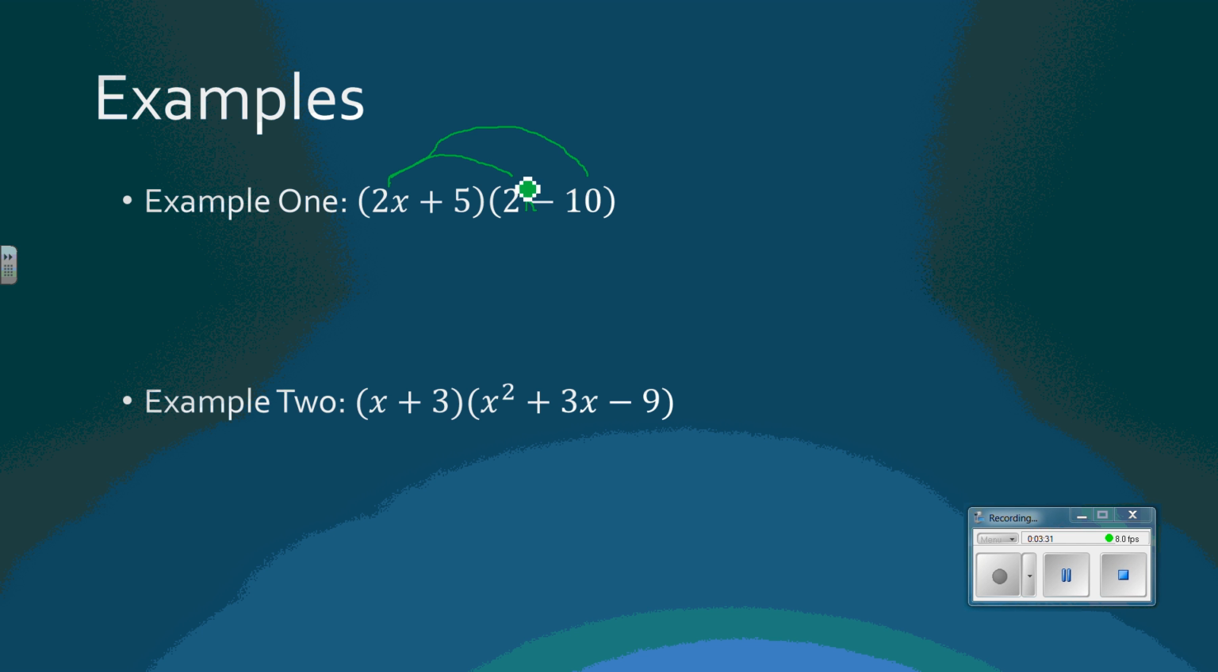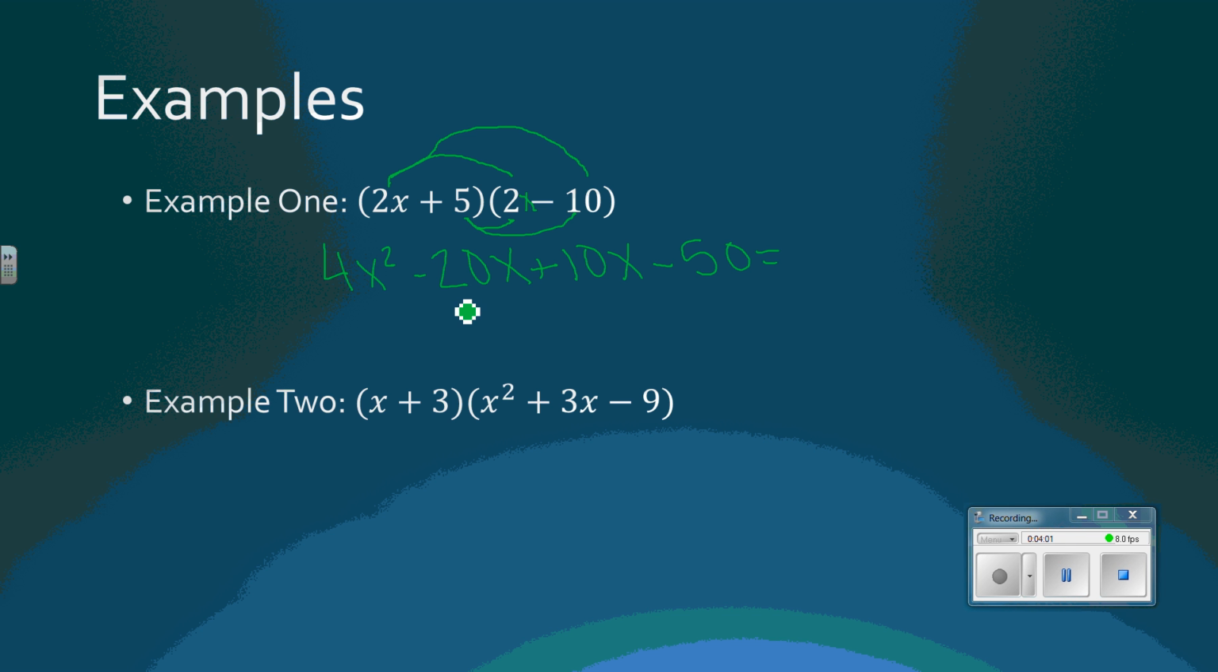So 2x times 2x is 4. Multiply the numbers. 4. X times x is x squared. 2x times negative 10 is negative 20x, because that x doesn't have anything to multiply with. Then we're going to multiply this 5 by 2x and by negative 10. 5 times 2x is positive 10x. 5 times negative 10 is negative 50.